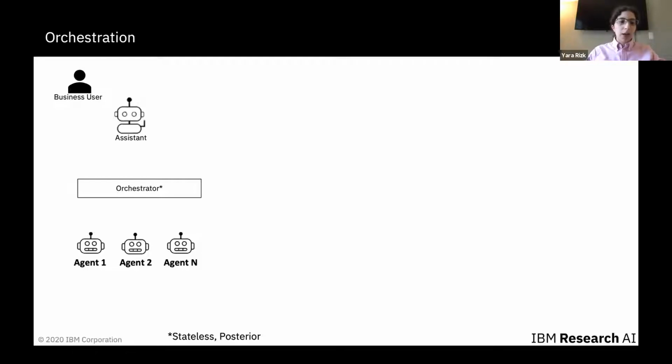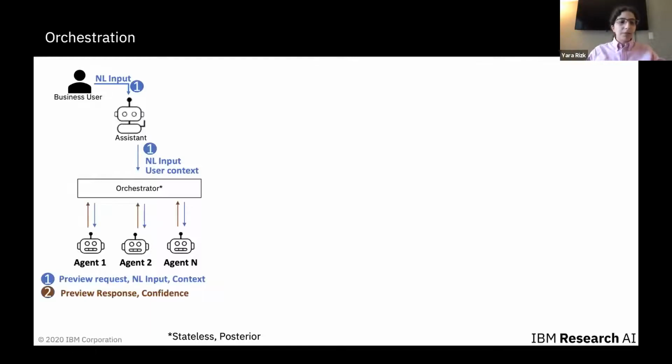And so what happens is that when a user submits a natural language input, our assistant can forward this input, in addition to the user context, to all of the different agents that are under the hood, and then request a preview response from them. And they return a certain response in addition to a confidence that somehow quantifies how well they can understand and respond to the event that had just occurred.